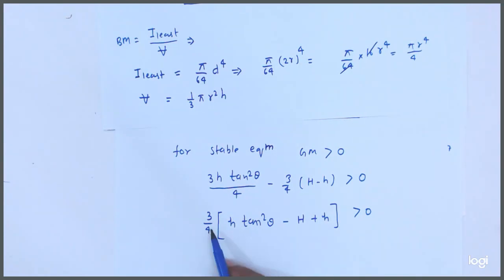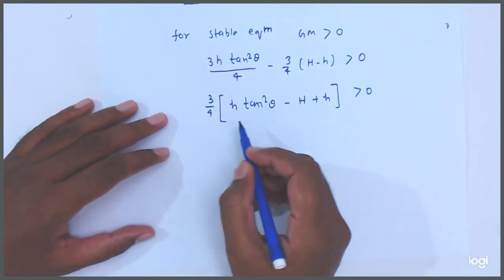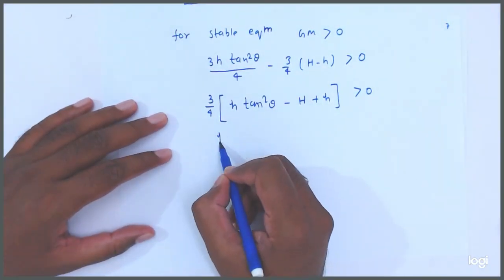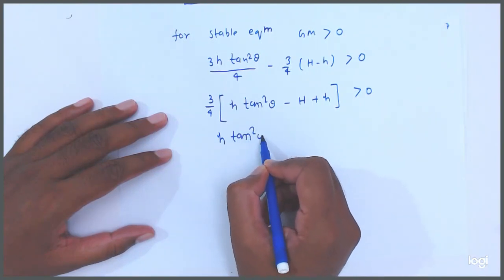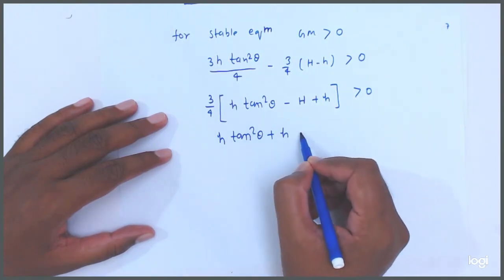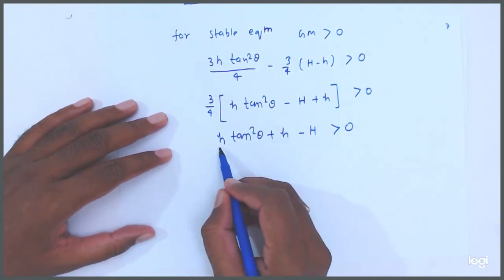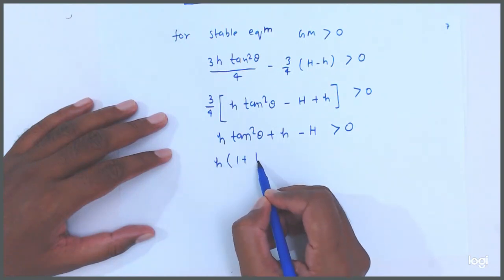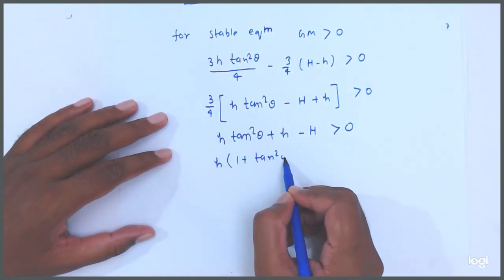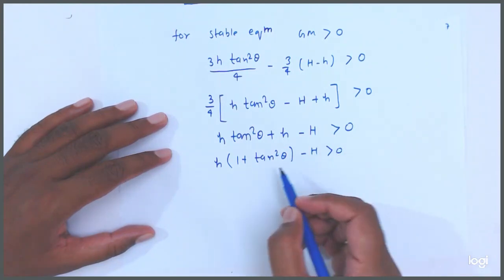Here this term will be 0. So what is left here friends? Just see carefully. Here you see this capital H, small h tan square theta plus h minus capital H equal to 0, or we can say h and h common we will take. So h(1 plus tan square theta) minus capital H equal to 0.